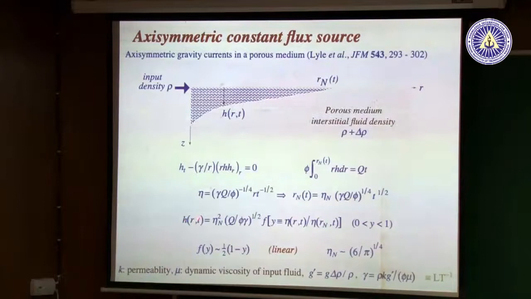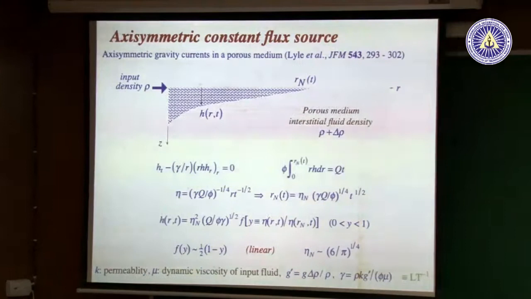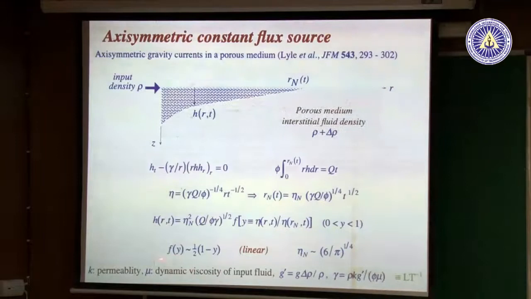Now you can also get an explicit form for H, the height of the unknown free surface. You want the value at the nose of this parameter just to normalize it. These constants, the Q is normalized by phi, as John correctly said, and gamma here. It's going to be some function of y, which goes between 0 and 1, where y is defined as the similarity variable in general over the similarity variable at the nose. Now, you have to solve the resulting equation for f analytically, but there's not a bad approximation, as I'll show you in a moment, to say it's just linear. That's definitely not correct. But it's a good approximation, and eta n is pretty much like 6 over pi to the quarter, near enough to 1.